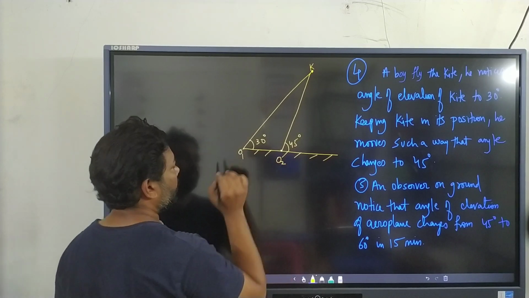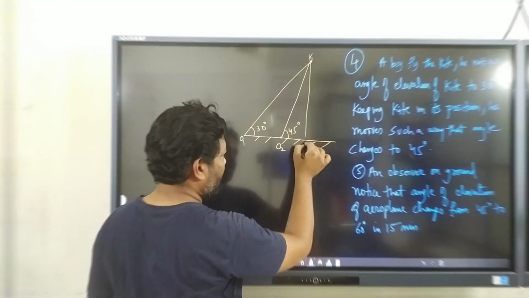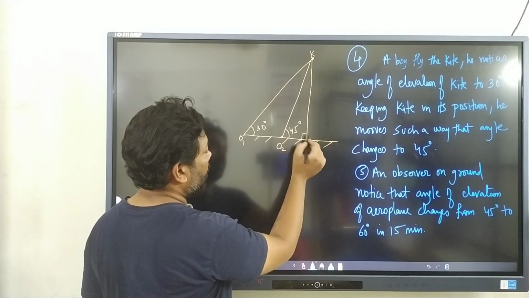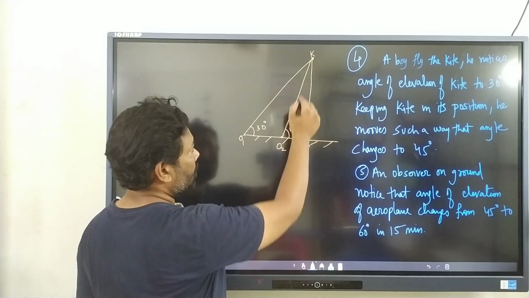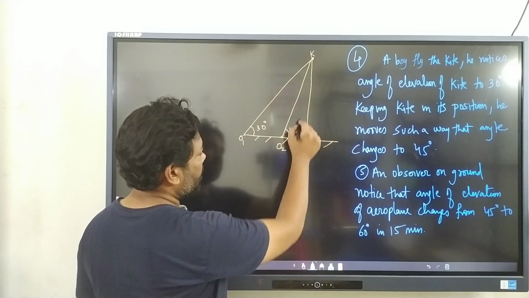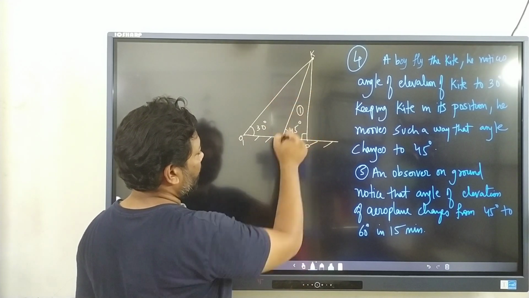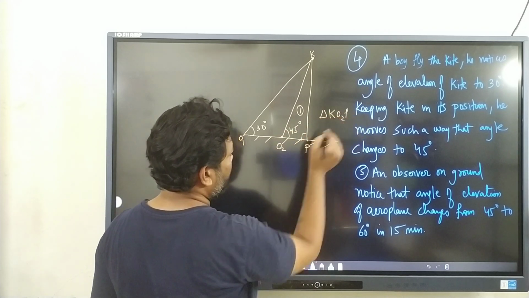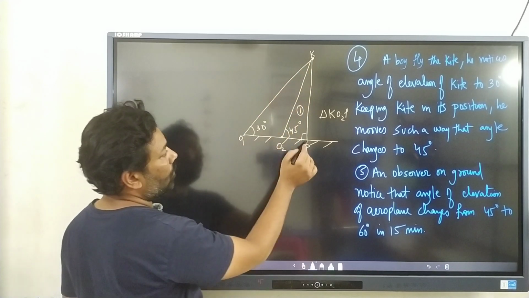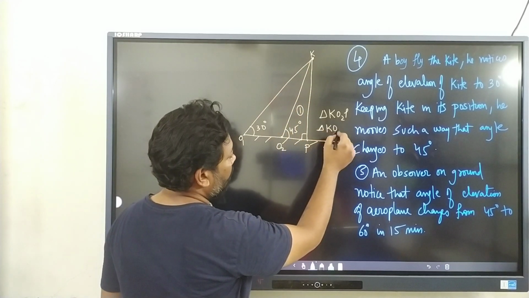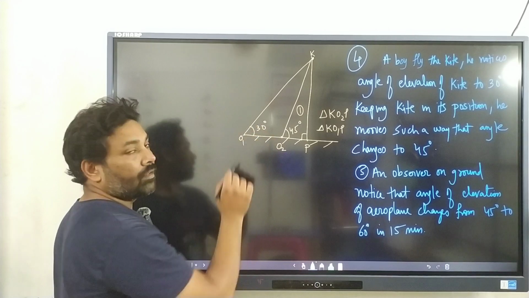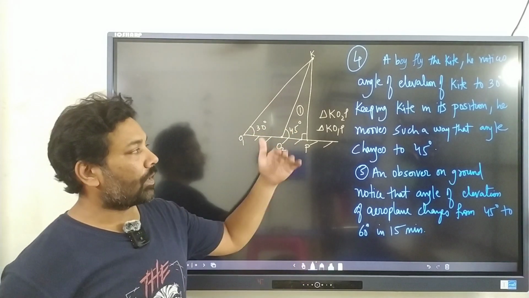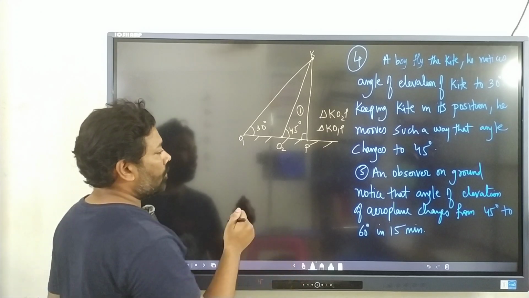Let's say O2. So drawing a perpendicular on the ground, right? We have drawn 90 degrees on the ground. Let's say this point is P. So here you have two right angle triangles. One is this one, right? KO2P. KO2P is one right angle triangle, and another one is KO1P. Triangle KO1P is another right angle triangle. So using these two right angle triangles, you can solve the question further. Let's move on to the next question.